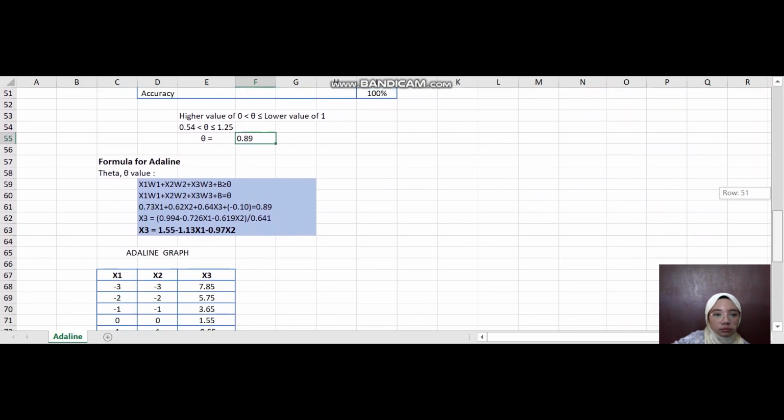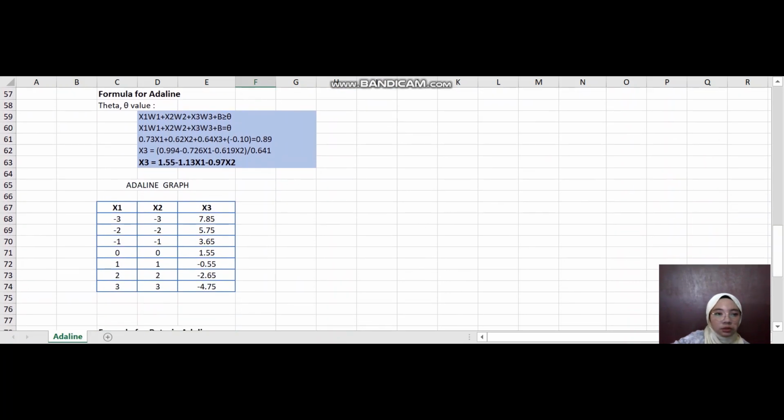To find the graph, we just use this formula and get the value of x3. After getting the value of x3, we got 1.55 minus 1.13 x1 and then minus 0.97 x2. By this, we just fill in the values of x1 and x2 to get the value of x3. We just repeat until we get the last value.